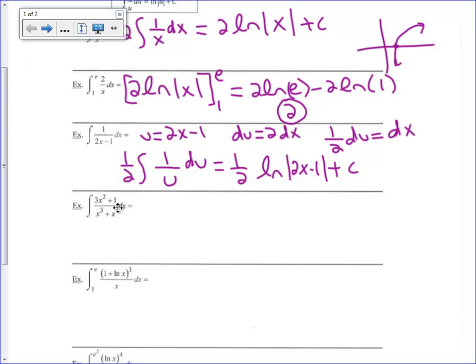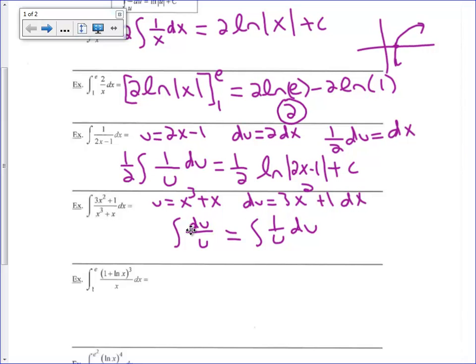This looks pretty complicated, but if you see a fraction, especially if the denominator is 1 degree larger than the numerator, check and see, is it u prime over u? So let's let u equal x cubed plus x. Then du would equal 3x squared plus 1 dx. And man, that's pretty. Look at that. 3x squared plus 1 dx is exactly what I have up there. So when I do my u substitution, I get the integral of du over u. By the way, that's the same thing as the integral of 1 over u times du. You can write those in either form.